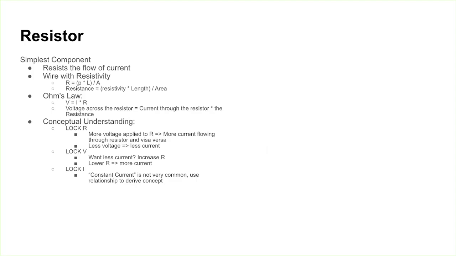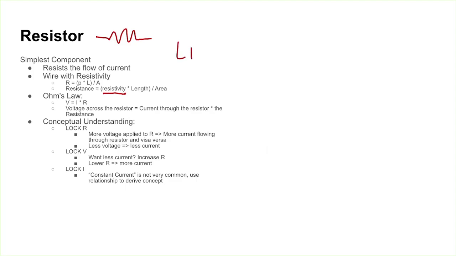So the resistor is the simplest component. This is the symbol for it. It resists the flow of current. Your mental model of a resistor is a wire with resistivity, which is ρ. So the resistance is equal to the resistivity times length over the area. If you treat the resistivity like what it is, a natural property of the material it's made out of, copper, carbon, whatever, you can change the resistance by making it longer to increase it.